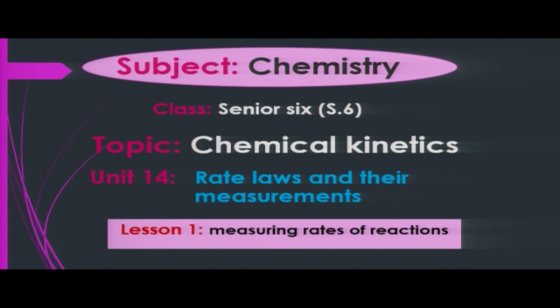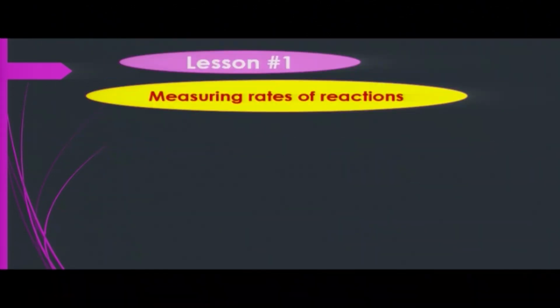Just a quick recap. In unit 13, we looked at the factors that affect the rates of reaction, where we talked of concentration, pressure, light intensity, change in temperature, and so on. So after seeing how the reaction actually occurs and those factors, we need to go ahead and determine or measure the rates of reaction. And that is the content for today's lesson.